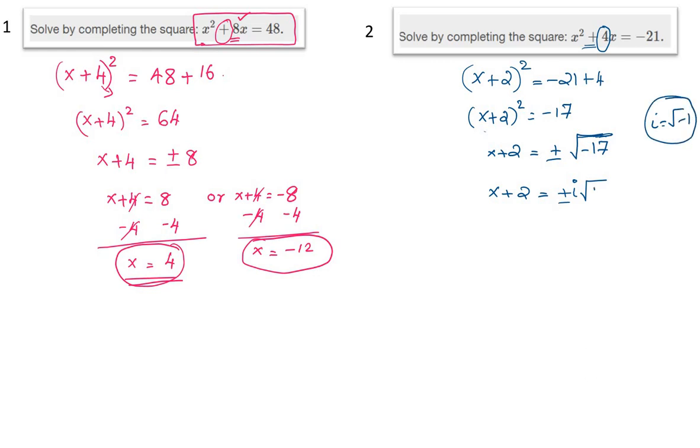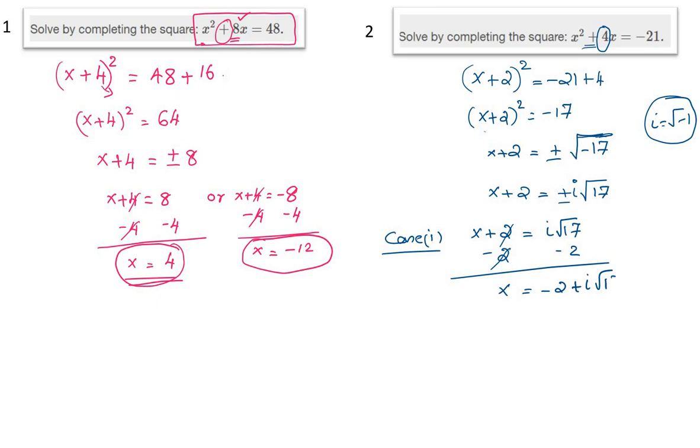So negative square root of negative 17 becomes plus or minus, when we represent negative 1 as i, plus or minus i times root 17. Okay. So as in the previous case, let us take it as two cases. Case 1, x plus 2 is equal to i root 17. We can subtract 2 from both sides, so that will give you the value of x is equal to negative 2 plus i root 17.